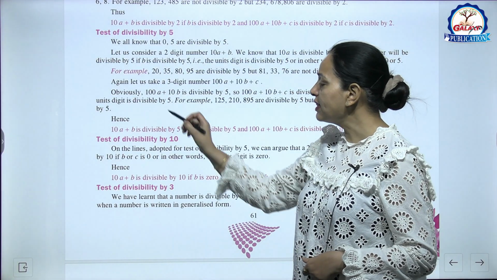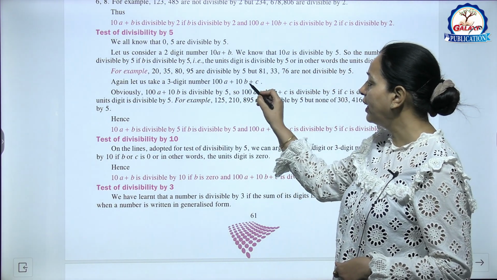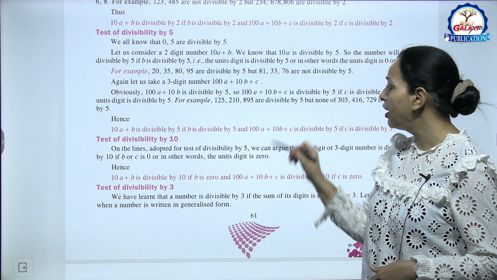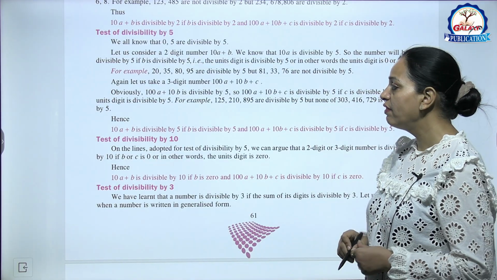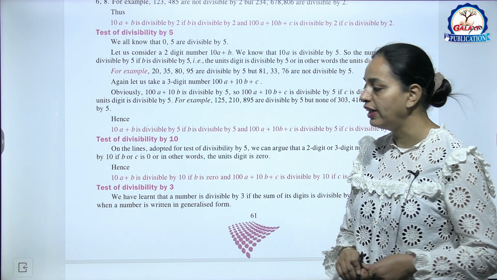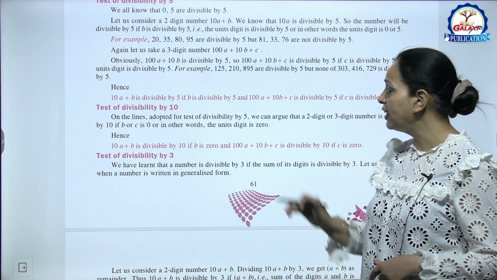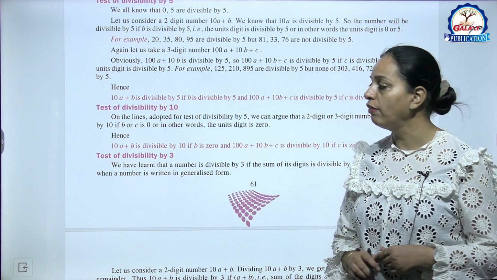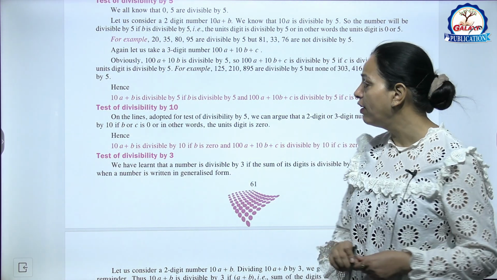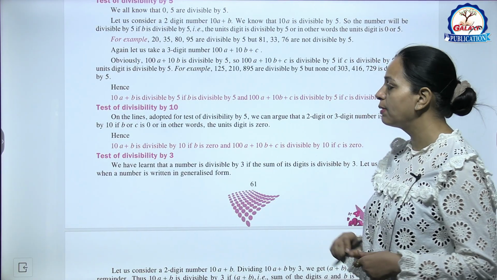Let us take a 3-digit number 100a plus 10b plus c. So we can see that 100a and 10b are divisible by 5. So this number is only divisible by 5 if the last digit, meaning the unit digit, is divisible by 5. So for example, 125, 210, 895 are divisible by 5, but none of 303, 416, 729 is divisible by 5. So hence 10a plus b is divisible by 5 if b is divisible by 5, and 100a plus 10b plus c is divisible by 5 if c is divisible by 5.